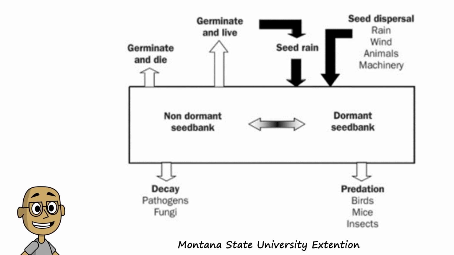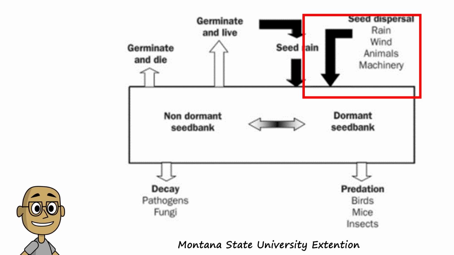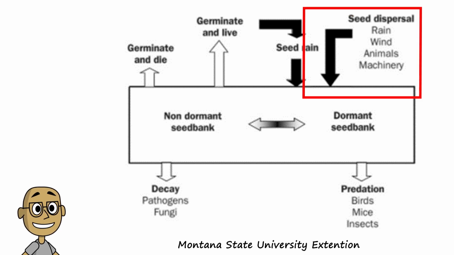So, how do all these weed seeds get on your property anyway? The reality is, most of them were there long before you, waiting for the right conditions to germinate. Let's look at this image from Montana State University Extension that will explain the life of a weed seed in further detail. Let's start in the top right, where weed seeds are dispersed by rain, wind, animals, and machinery.